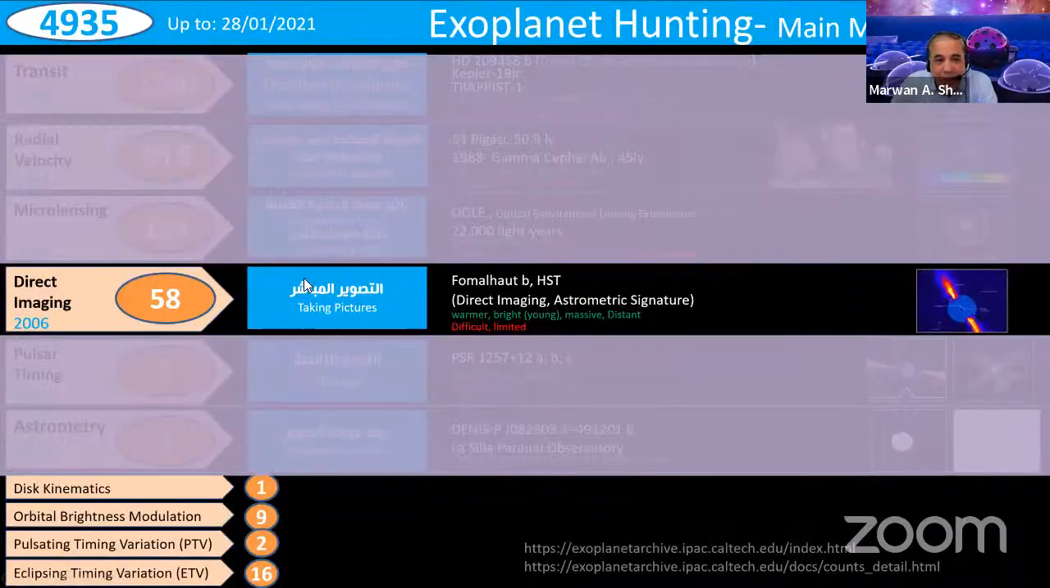Another method is direct photography or imaging, sometimes by telescopes and mostly by telescopes with a coronagraph. We don't have many, as you see, only 58 cases by which we discovered 58 exoplanets. Fomalhaut B is the most famous one, which was discovered by the Hubble Space Telescope.